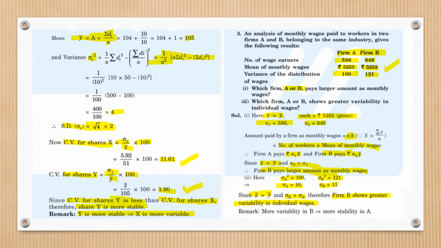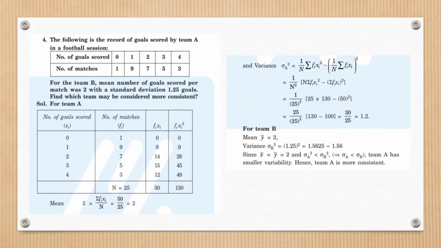So when the mean is the same, only on the basis of standard deviation you can conclude the answer, instead of going for CV. Remark: more variability of B implies more stability in A.